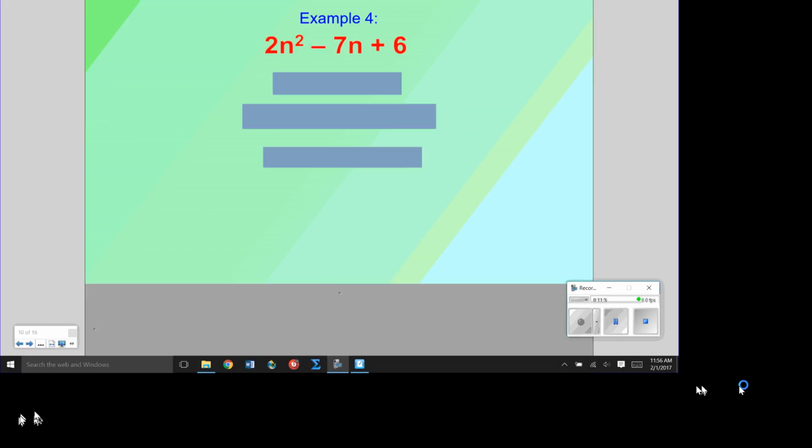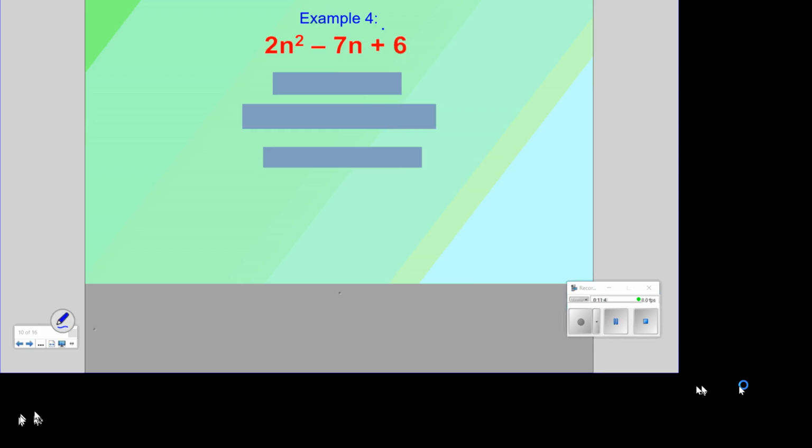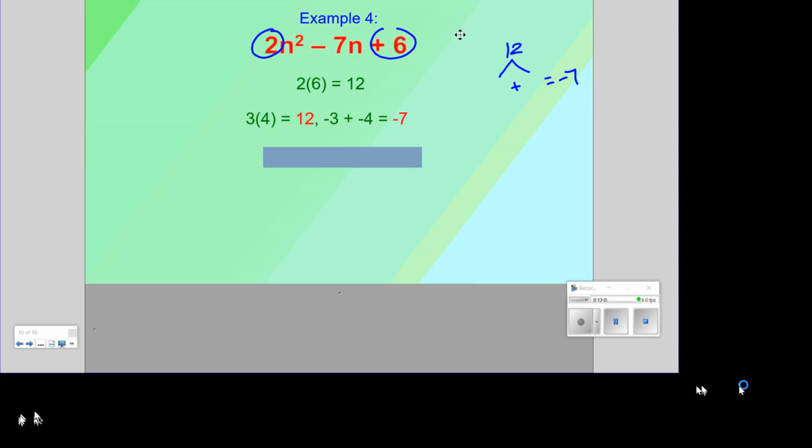So here's our next example. We've got 2n squared minus 7n plus 6. Start by finding factors of the coefficient and the last term. So 2 times 6 is 12. We want factors of 12 that add to be a negative 7 in this case. So two numbers that multiply together to be positive but add to be negative means they both need to be negative values. So the factors of 12 that add to negative 7 will be negative 3 and negative 4.